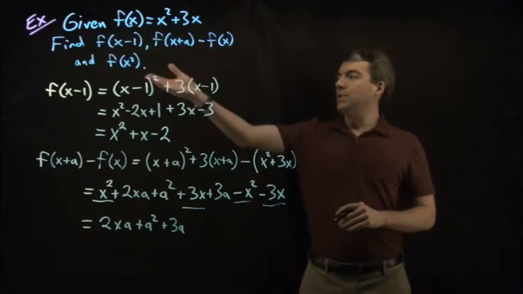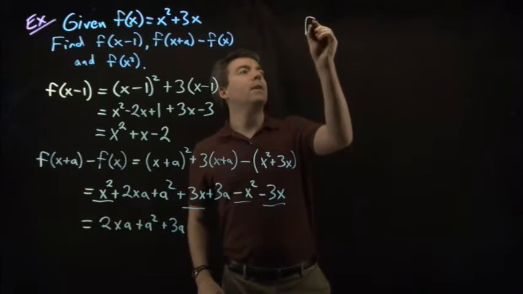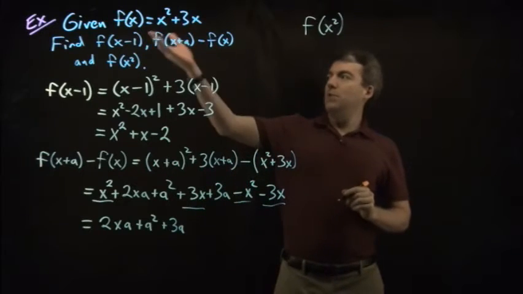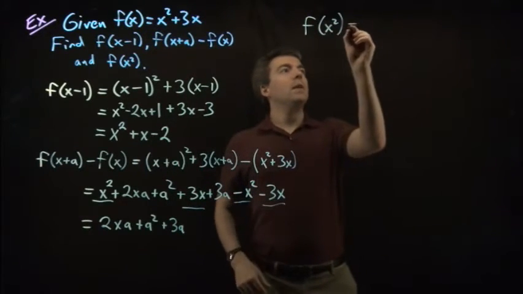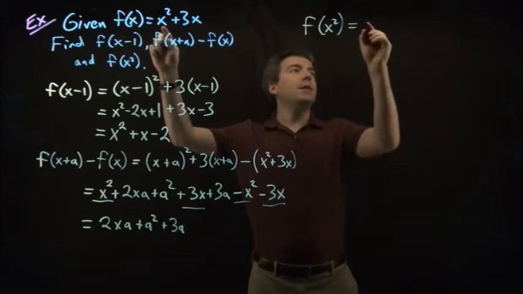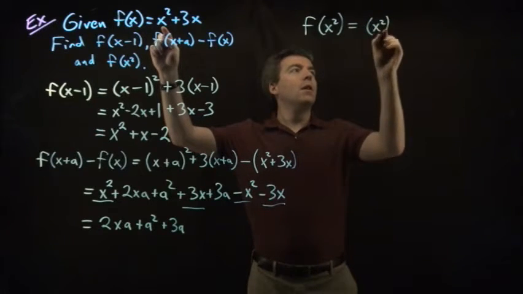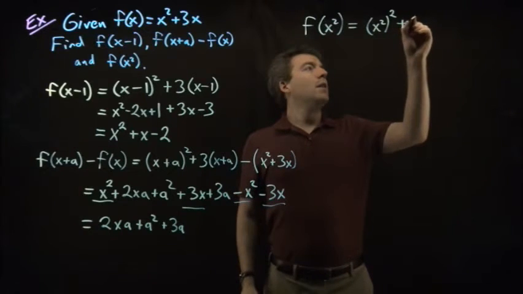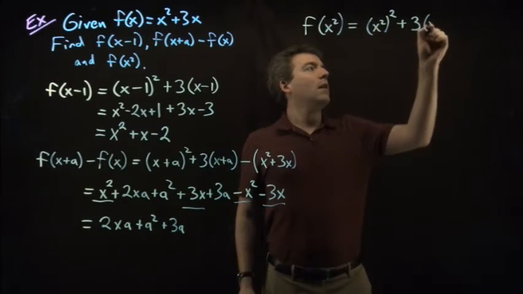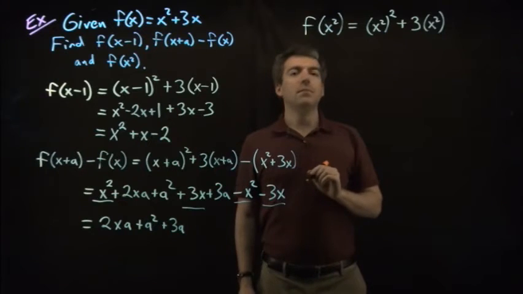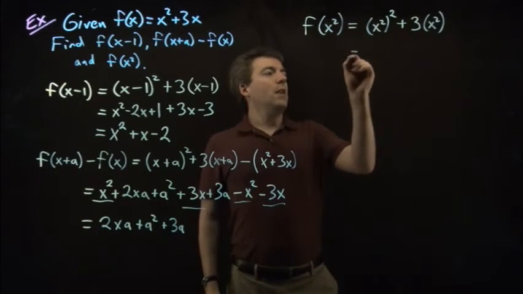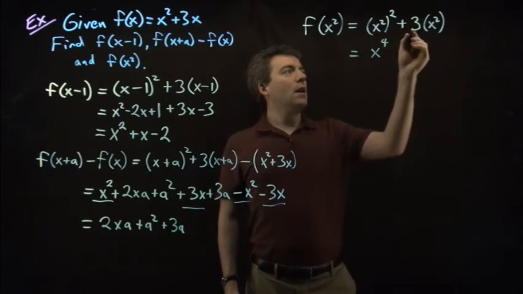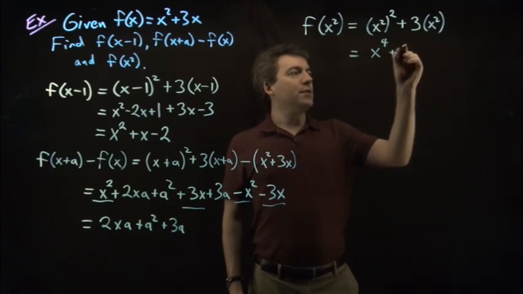All right, let's do the last one, f of x squared. So we're giving to the function the argument x squared. So we have x squared squared plus 3x squared. Right. X squared squared is x to the 4th. And 3 times x squared is just 3x squared.